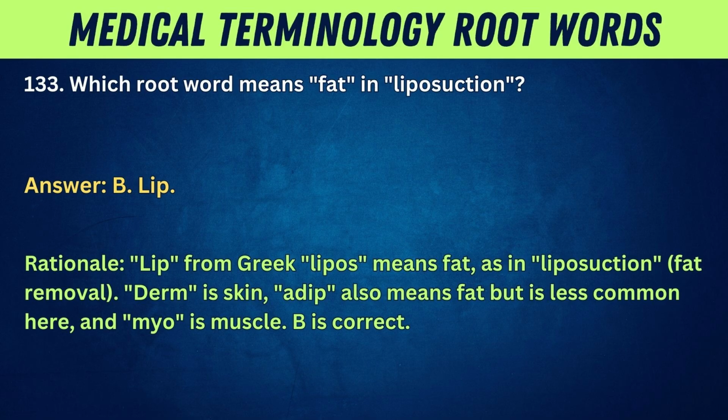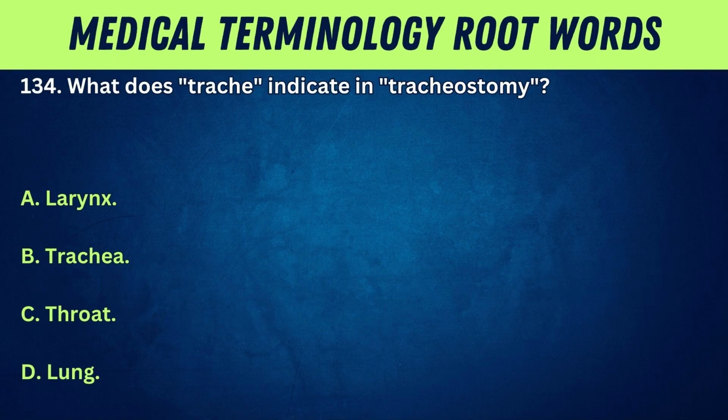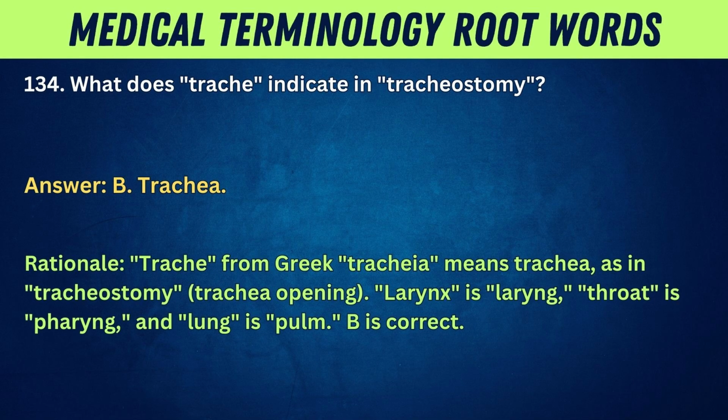B is correct. 134. What does trache indicate in tracheostomy? A. Larynx. B. Trachea. C. Throat. D. Lung. Answer: B. Trachea. Rationale: trache from Greek trachea means trachea, as in tracheostomy, trachea opening. Larynx is laryng, throat is pharyng, and lung is pulm.